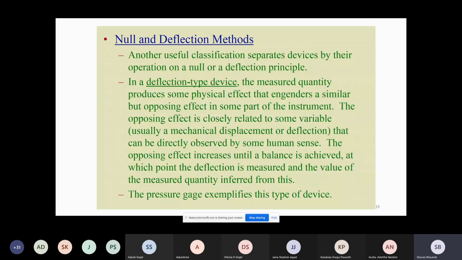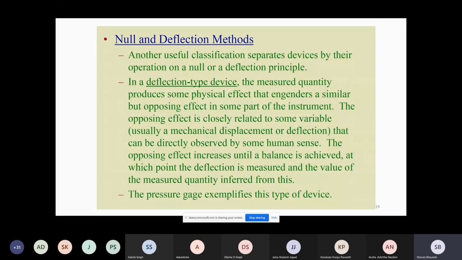The next thing is the deflection type. What is the deflection type? If you see the speedometer of a car, that is a deflection type. So in the deflection type, what happens? When you try to measure some physical quantity, it produces an effect which produces a deflection in the pointer.